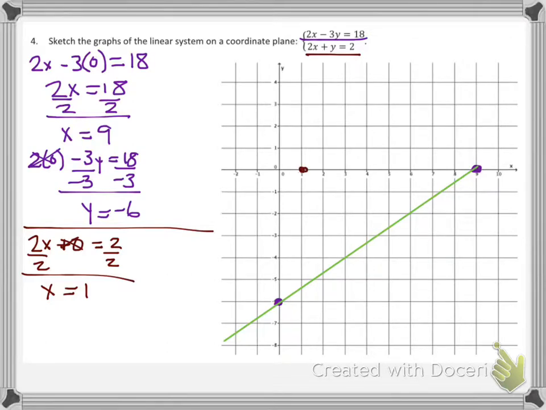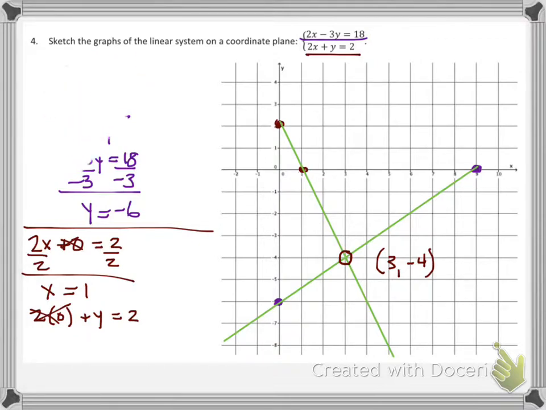That's there. And then let's make our x value a 0. We get 2 times 0 plus y equals 2. And 2 times 0 is nothing, so y equals 2. So this line crosses the y-axis at a positive 2. And that's going to be right here. All right, then we can connect those 2 points to get our line. And it looks like we're crossing right here. And that is the point 3, negative 4. So the point 3, negative 4 should be a solution to both equations.